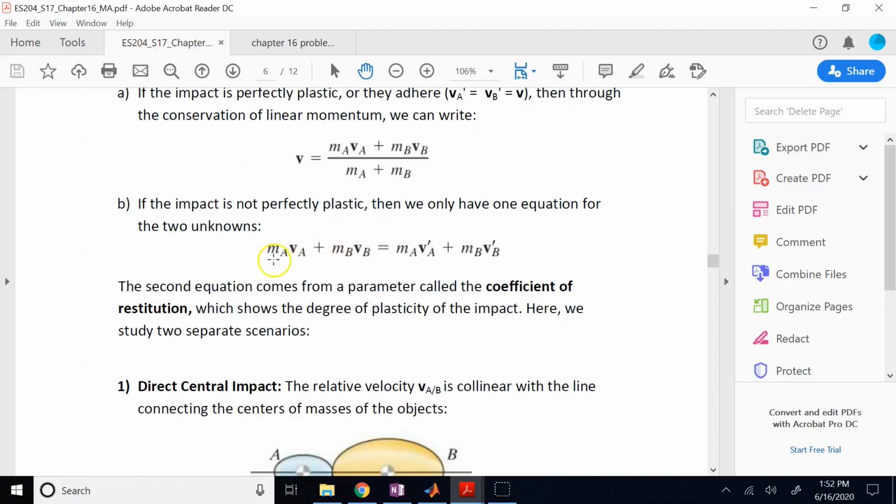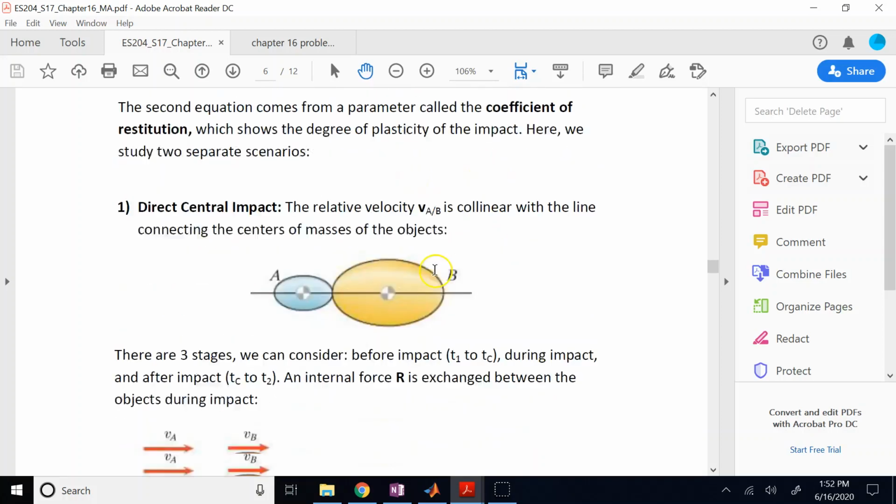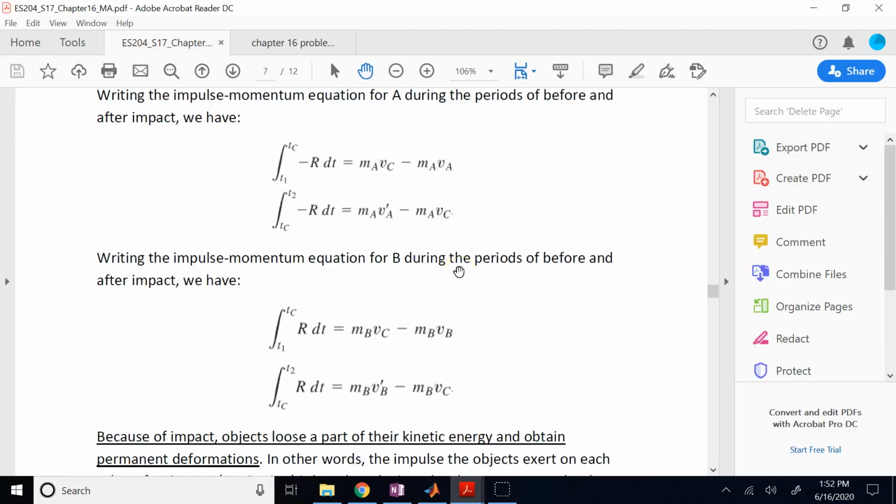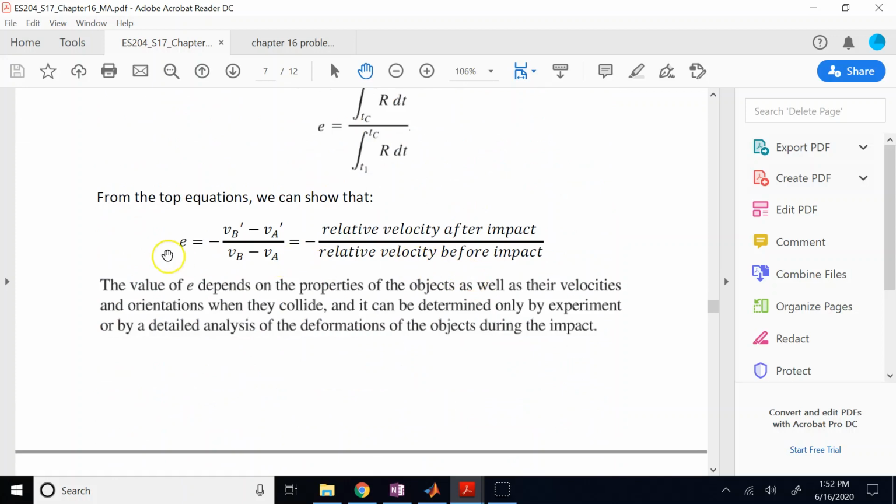One is that the linear momentum of the system before impact is the same as the linear momentum of the whole system after impact. Here we are using prime again as after, and without prime means before impact. So this is one equation for the two unknowns of the problem, which are typically the velocities after impact. And then the other one we have is this parameter called the coefficient of restitution, which is given to us.